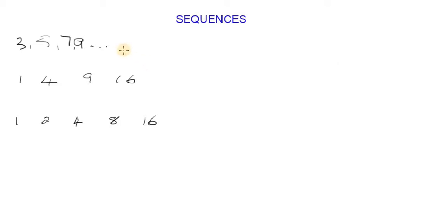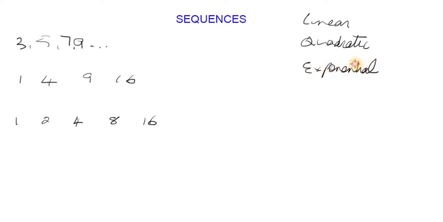So the way we do these, to give them different names, sequences can be linear, they can be quadratic, or they can be exponential. There are other types of sequences, but they're the ones we'll deal with today. And what you do is you look at your sequence. We'll say 3, 5, 7, 9.